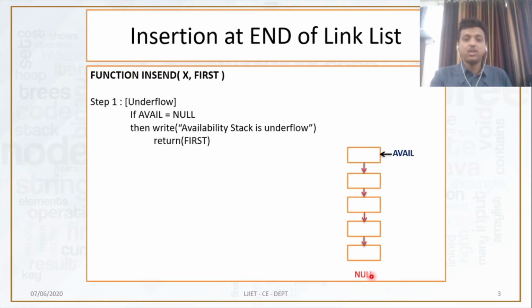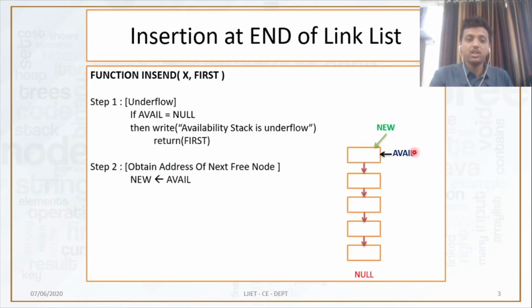The first thing we need to do is assign new pointer to avail. Students, if you remember, if A points to B, then you need to write A arrow B. If P points to Q, you write P arrow Q. Again here, new pointer is pointing to avail, so you need to write new arrow avail. The step is: obtain address of new next free node, that is new arrow avail. Now after pointing new pointer to avail, we need to remove the avail pointer and point it to the next node.